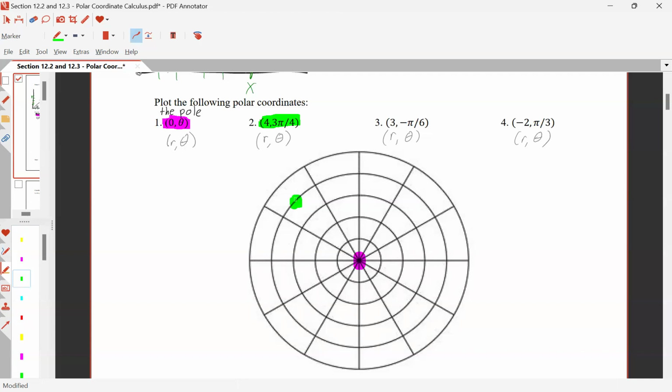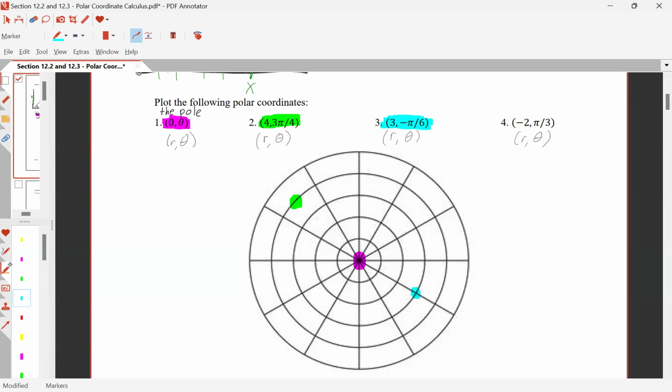What if we add in negatives? Well, if we add in a negative, saying negative pi over 6 means we go clockwise pi over 6 off of that axis. So 3, again, we're on that third radius circle. And going negative pi over 6 means we go clockwise pi over 6.